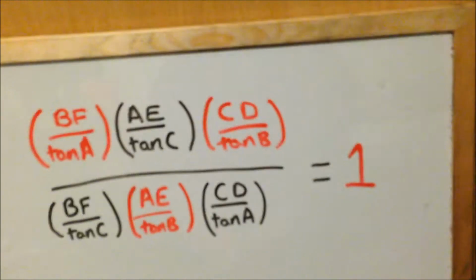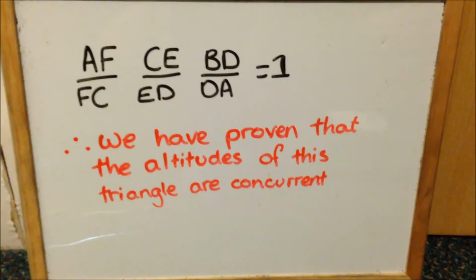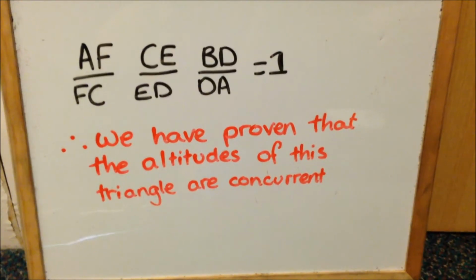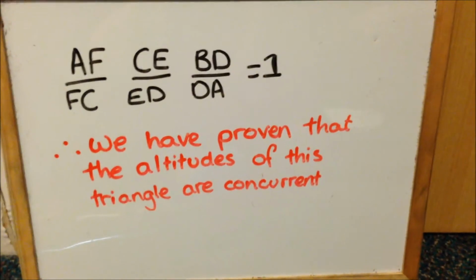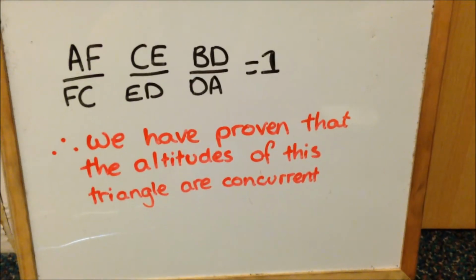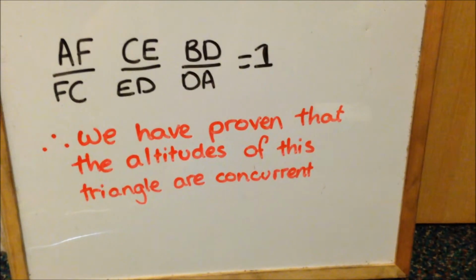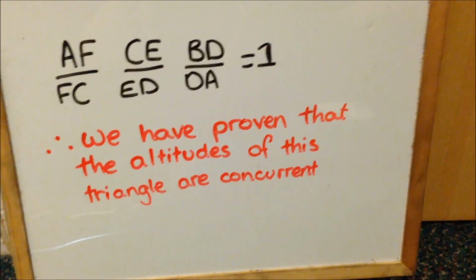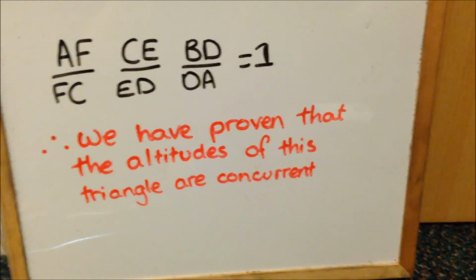That all equals 1. After cancellation, we are left with AF over FC times CE over EB times BD over DA equals 1. Therefore, we have proven that the altitudes of this triangle are concurrent.